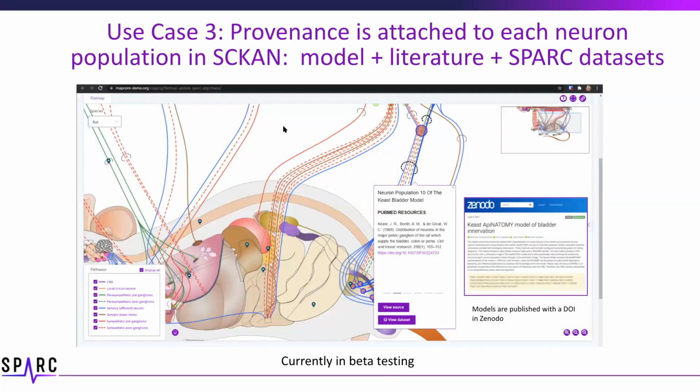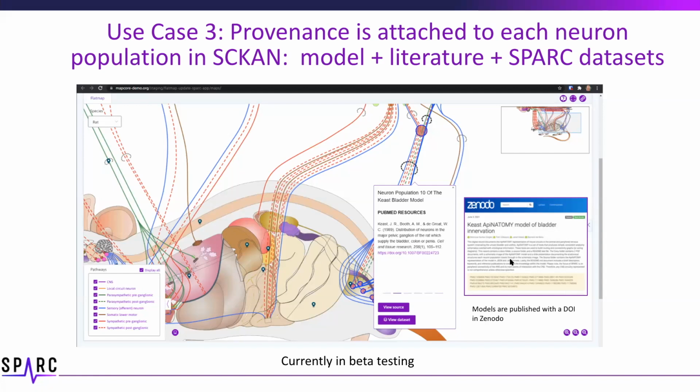So as I mentioned, we're also able to attach provenance. And so when one starts to look through these individual neuron populations, you will be able to click and it will tell you where that information came from, both at the model level. So each of the models that are produced by our experts are published in Zenodo, and they have a DOI, or they will be published in Zenodo.